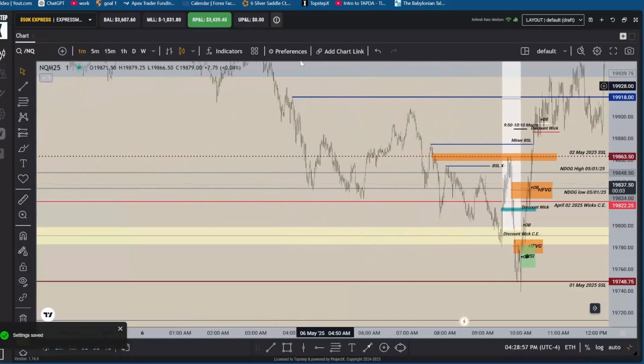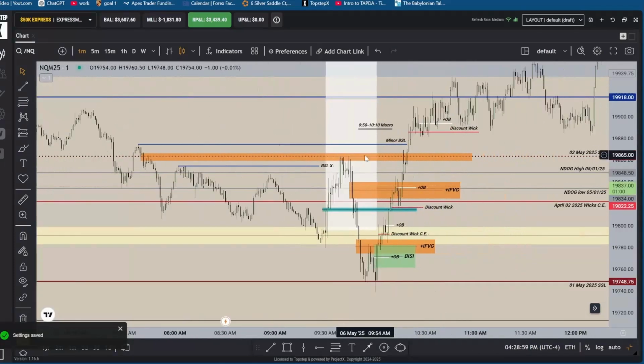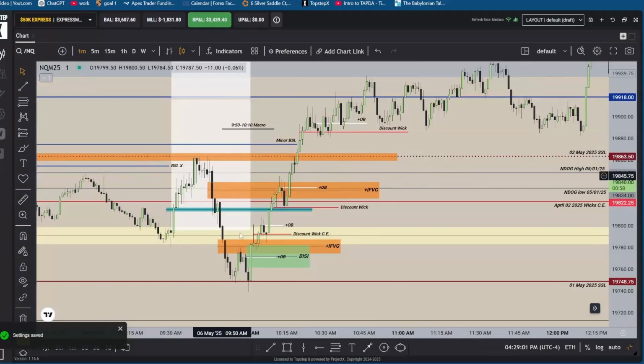And for the people who have been short in the previous sessions, we see the market trade above, right? It trades out of the BISI. We see it trade above the inversion fair value gap and the new day opening gap for today.